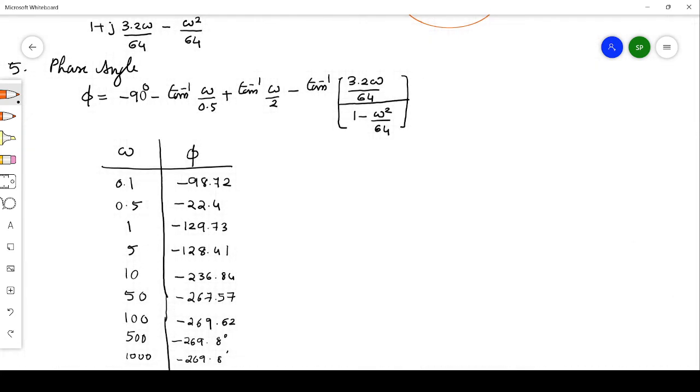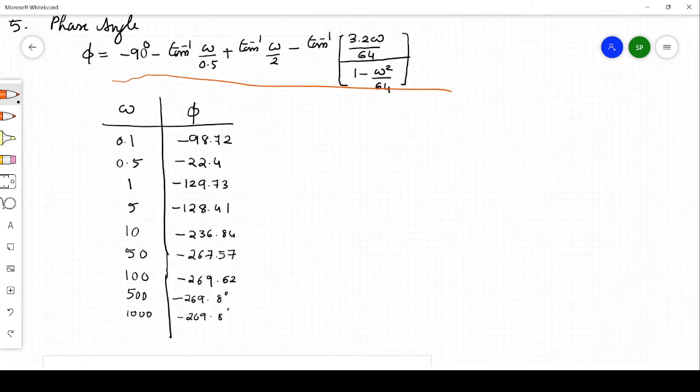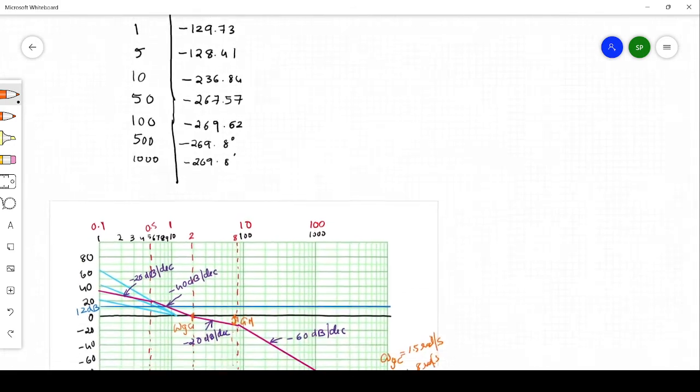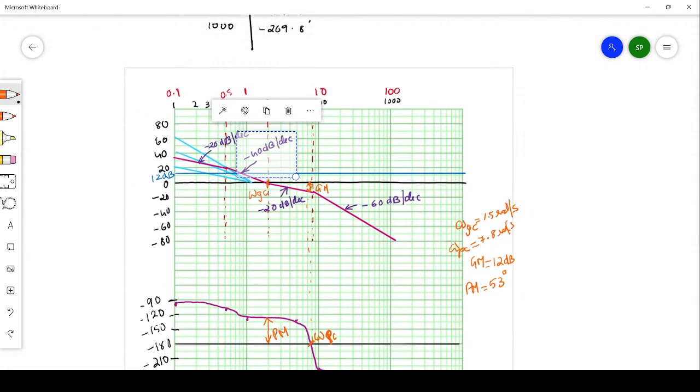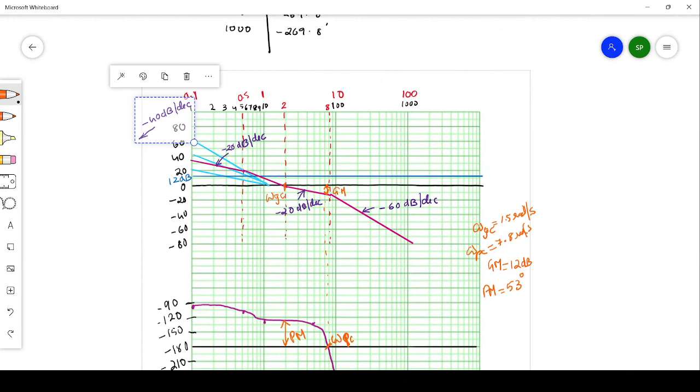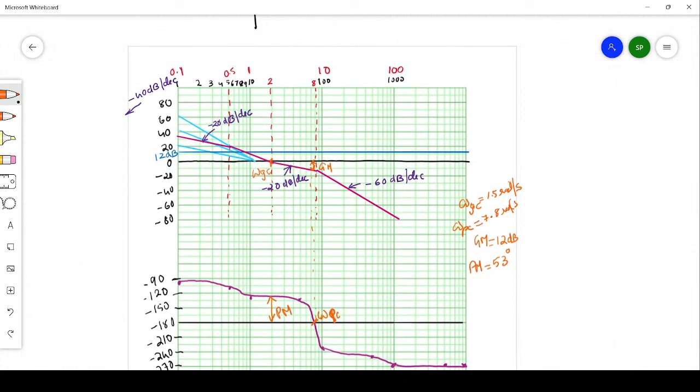For plotting this phase angle, we can substitute various values of omega and find the corresponding phase angle. I have taken omega as 0.1, 0.5, 1.5. We just substitute in this formula and find the phase angle. Now we'll go directly to the plot. I have already drawn it so that I won't take time. This 0 is our reference line.